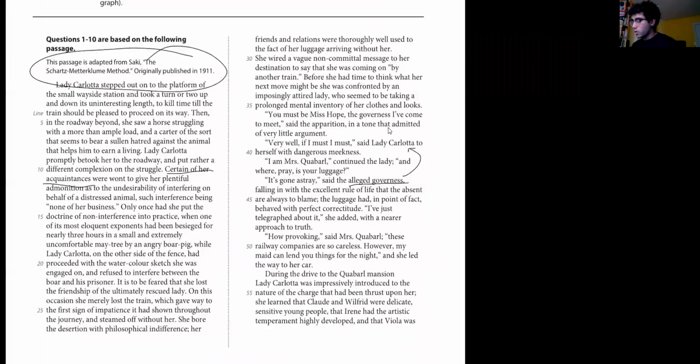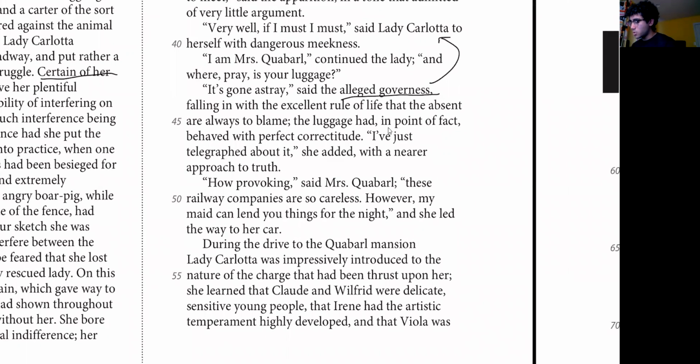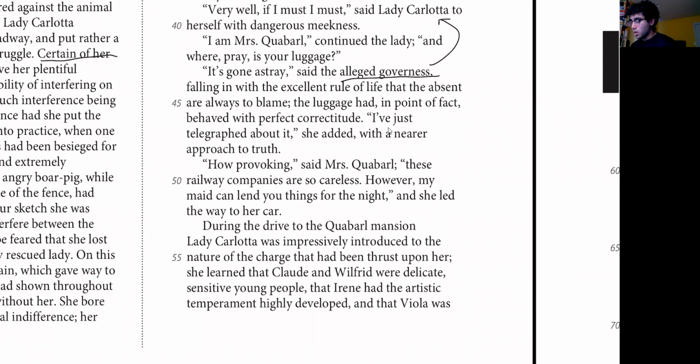So basically, there are four new characters, right? Four new individuals. I'm assuming they're children. Claude and Wilfred were delicate, sensitive young people. Okay.